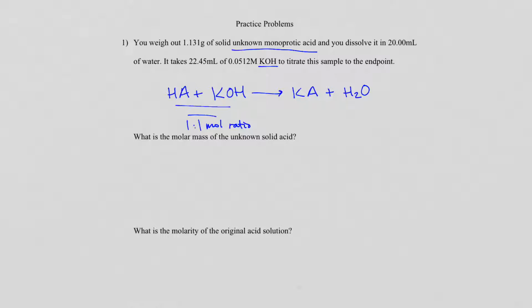The first thing we're asked to do is find the molar mass of the unknown solid acid, right? So it's unknown. We're giving you a test tube with some solid in it, and you've got to weigh some out, dissolve it, and titrate it. You've got to tell me the molar mass, right? How the heck are you going to do that? I'll tell you right now.